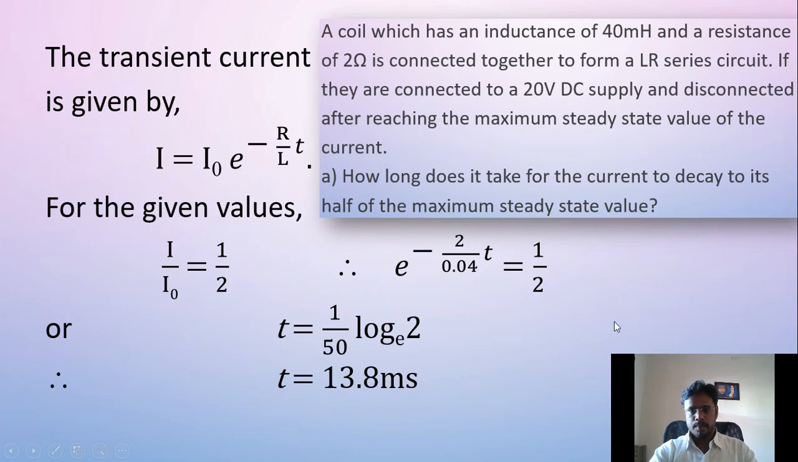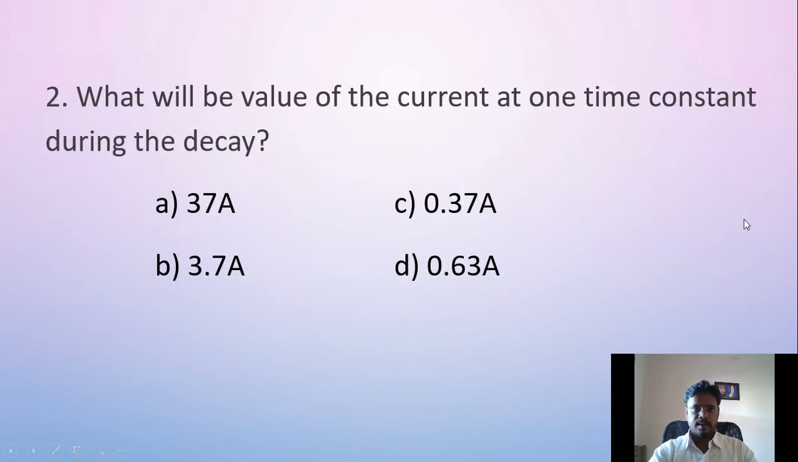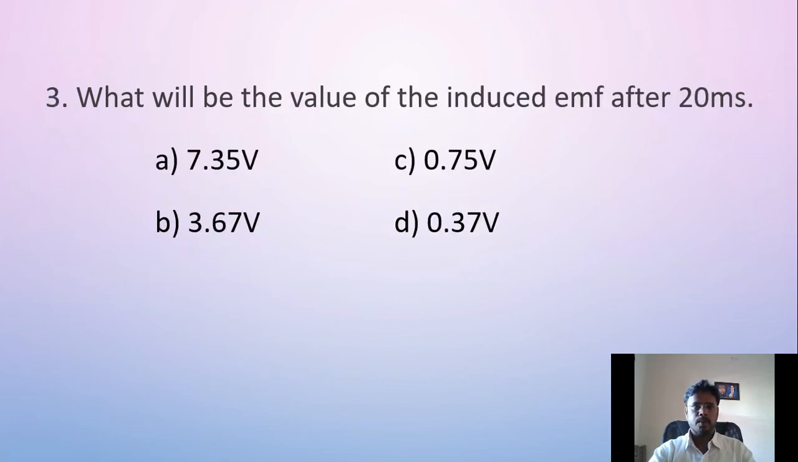Likewise, you can solve the problems. There are some questions. What will be the maximum value of the current for the same question? The answer is given, it is 10 amp. You can find it out. The second question is, what will be the value of the current at one time constant during the decay? That is, when lambda equals L by R, what is the current? It is equal to 3.7 amps. You can find that out as well.